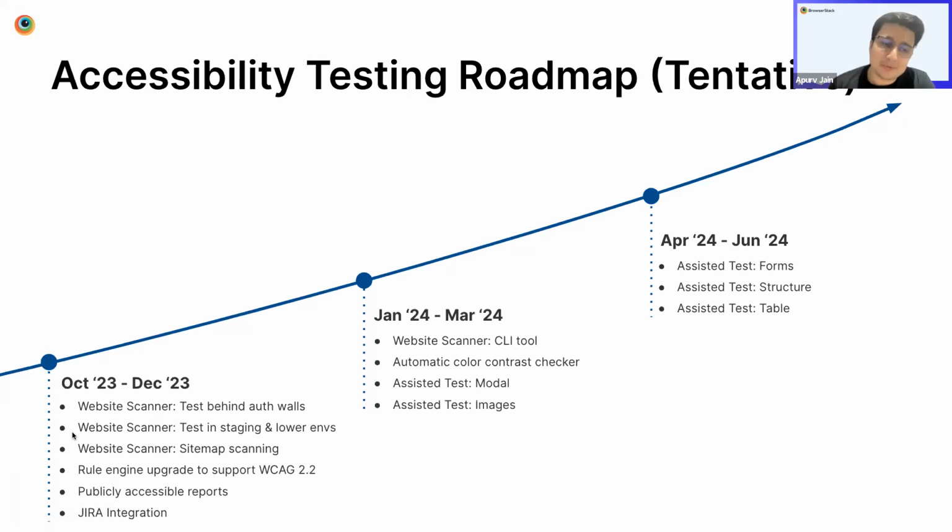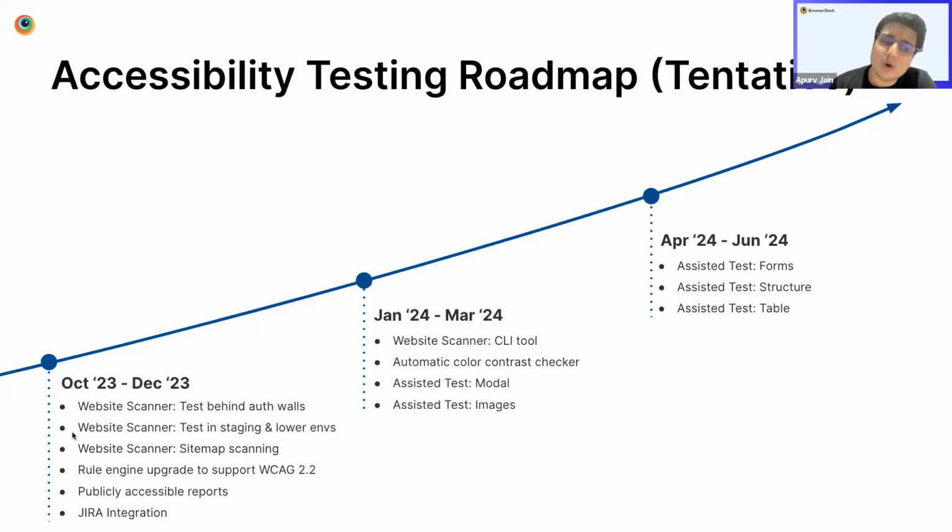Apart from this, we plan to upgrade our rule engine to support WCAG 2.2. And there will be collaboration features in terms of publicly accessible reports and single-click bug filing via Jira. In the subsequent quarter, we will have a CLI version of our website scanner. So there'll be a CLI tool as well.